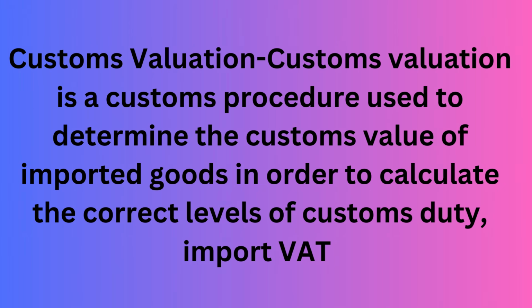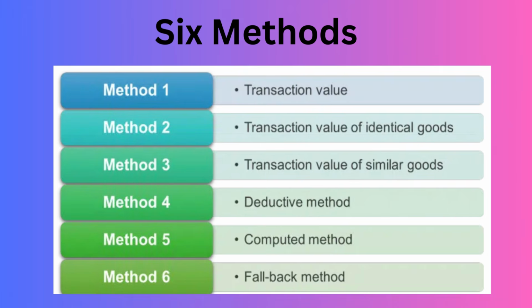So as I said, there are 6 methods which you can see on the screen. Where did these 6 methods come from? These 6 methods came from the World Trade Organization. The WTO had suggested these 6 methods. And as you can see all those 6 methods on the screen, please do not confuse the transactional value of identical goods and the transactional value of similar goods. They are both different things. So let's discuss these things in detail.